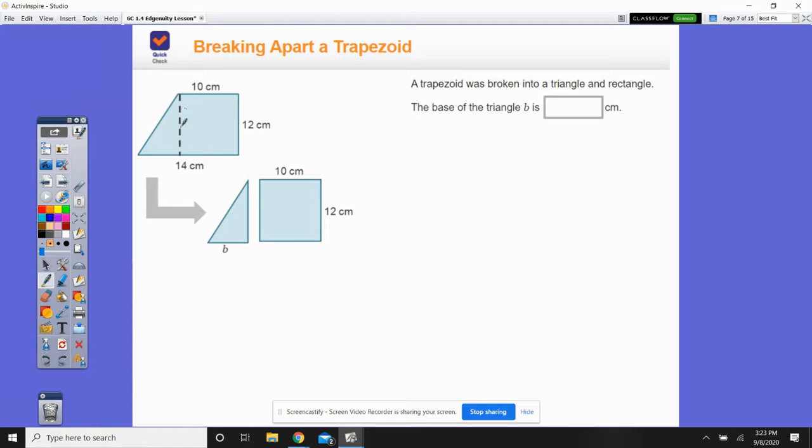On this one, it looks a little bit different. You still have a 10 by 12, so that's 120. The height is 12. The whole thing is 14. So if you take this 10, this much is 10, which means that this B has to be 4. So the base of the triangle is 4.